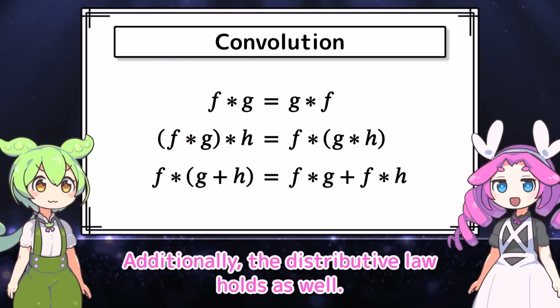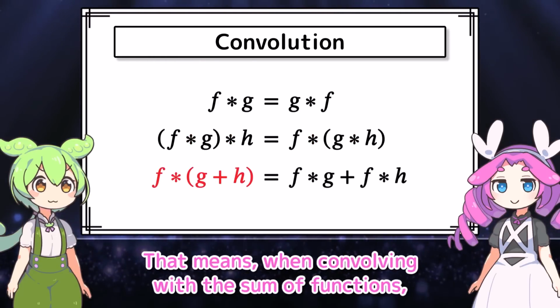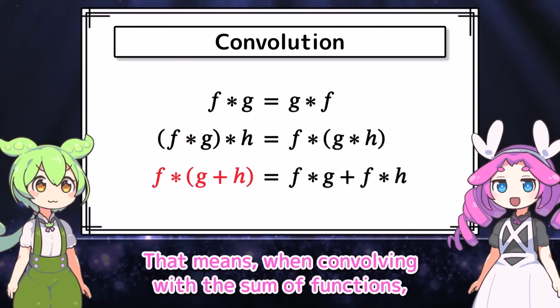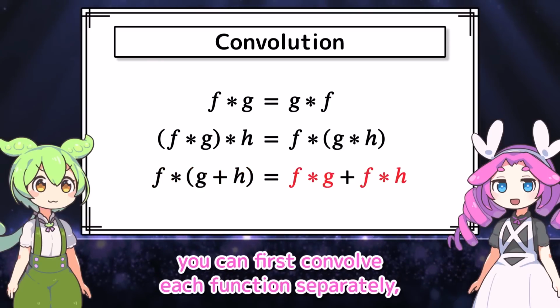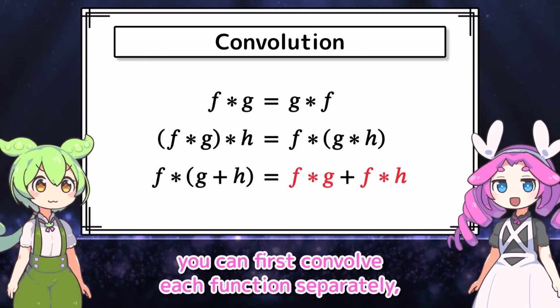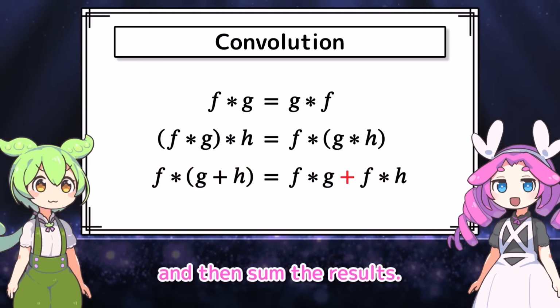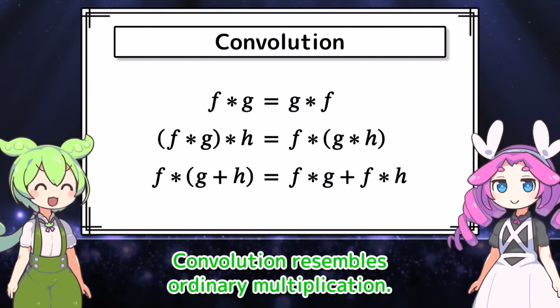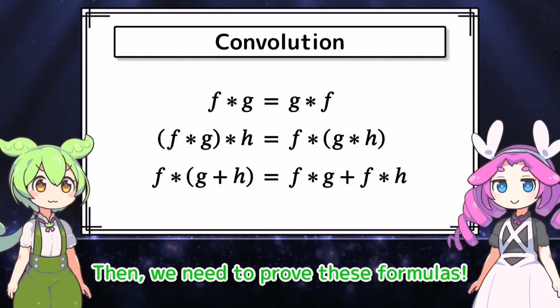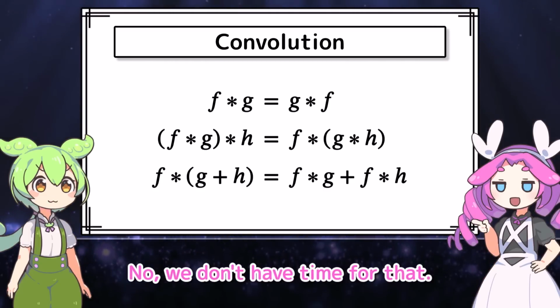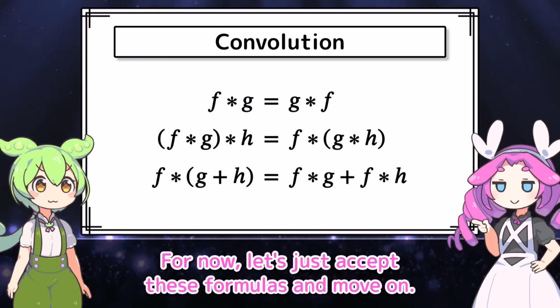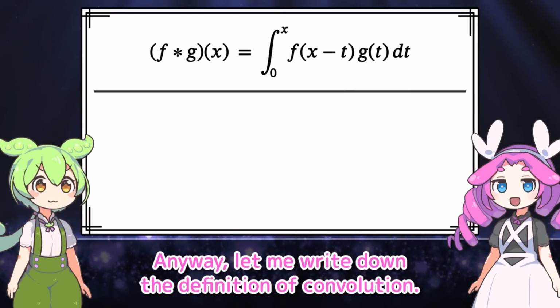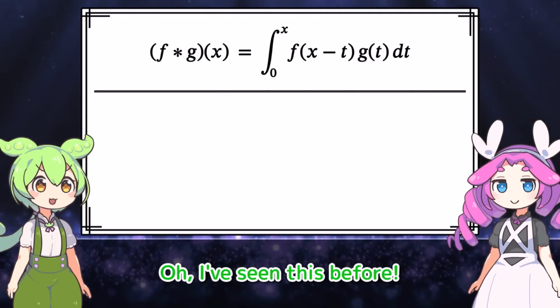Additionally, the distributive law holds as well. That means, when convolving with the sum of functions, you can first convolve each function separately, and then sum the results. I see. Convolution resembles ordinary multiplication. Then we need to prove these formulas. No, we don't have time for that. For now, let's just accept these formulas, and move on. Really? Anyway, let me write down the definition of convolution. Oh, I've seen this before.